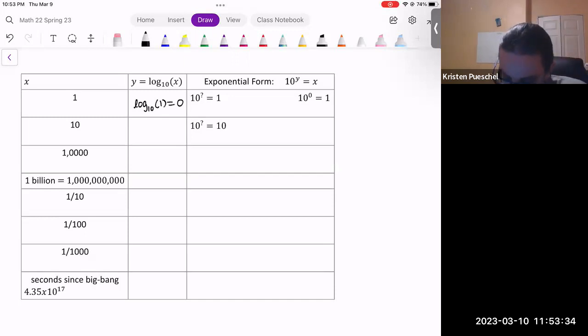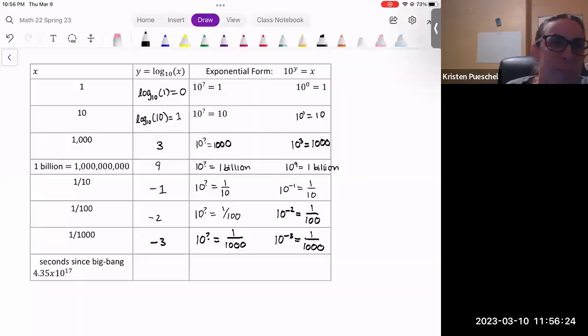Okay. Let's take a look at another one. If our input is 10, the log base 10 of 10, we're going to rewrite it in exponential form. So we're saying 10 to the what gives us 10? Well, we know 10 to the 1 gives us 10. And so the log base 10 of 10 is equal to 1. All right, pause this and try to fill out the others.